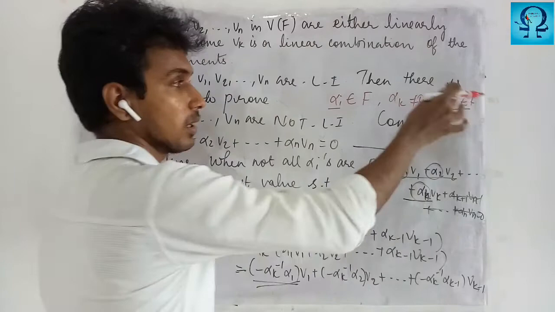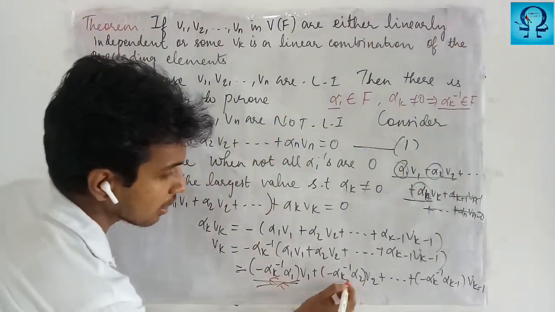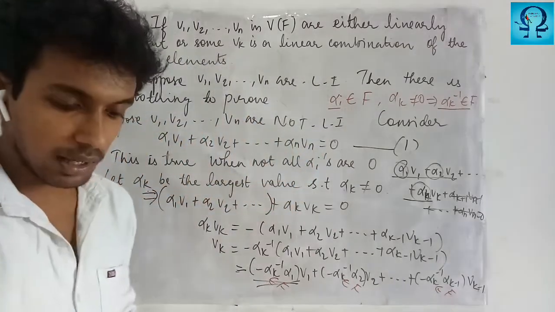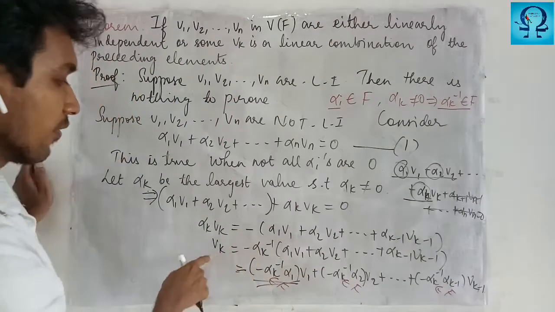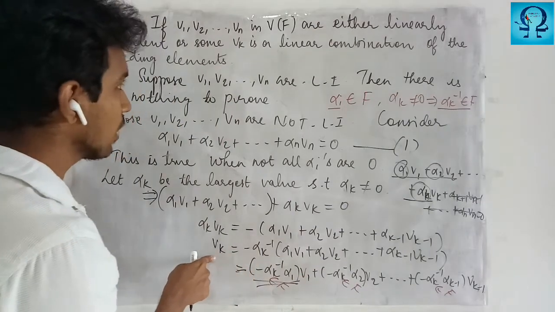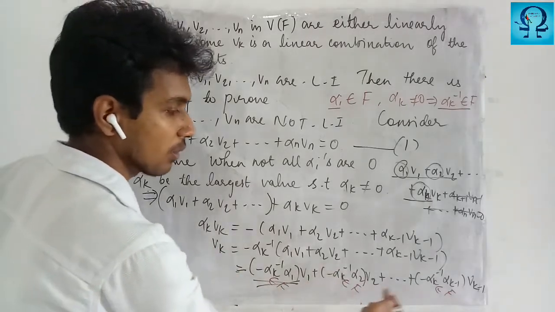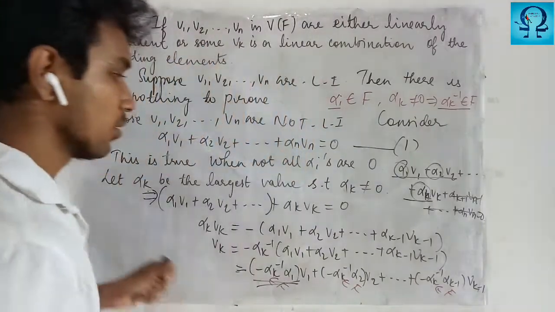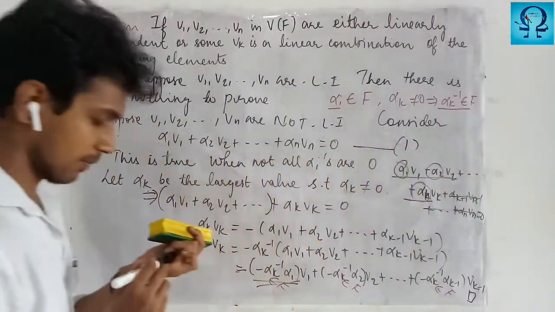By the closure property of F, since F is a field, this is a member of F. Similarly, this is a member of F. This is a member of F. So along with the vectors, what do you have? You have some element of F, which clearly tells you that your Vk is a linear combination of the preceding elements, that is V1, V2, etc. till Vk minus 1. Right? So this completes the proof of this result.